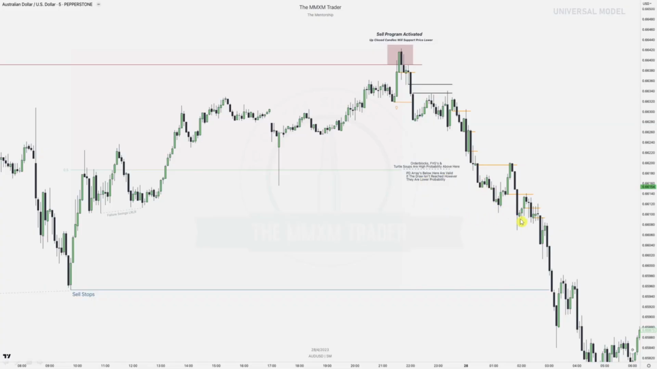So those PD arrays below this 50% level are still valid if the draw hasn't reached yet. However, they are a little bit lower probability because we're not in a premium level, right? So try to always get in on a premium level if you're selling, and if you're buying, you want to be in a discount level, right? We can see all these bearish order blocks supporting price to go down over here too, over here, and so on until we reach that draw on liquidity, those sell stops.